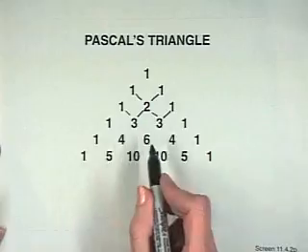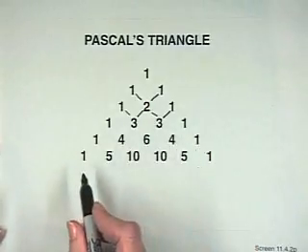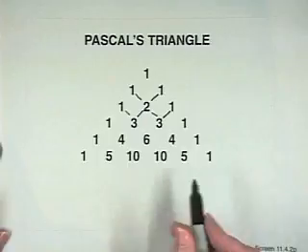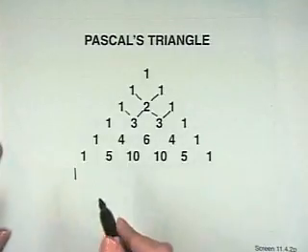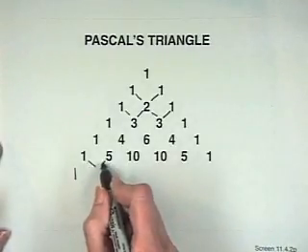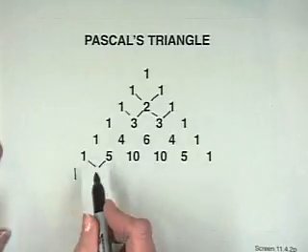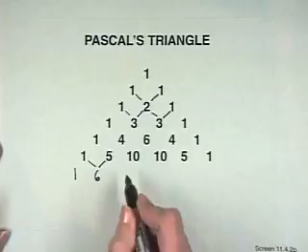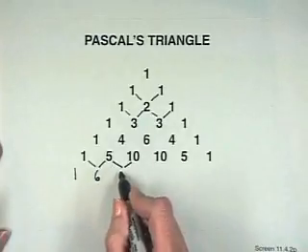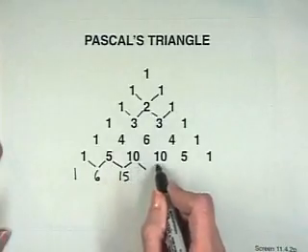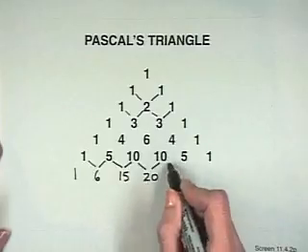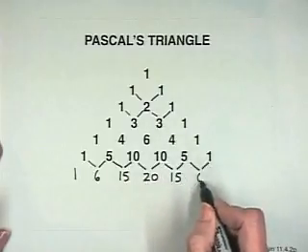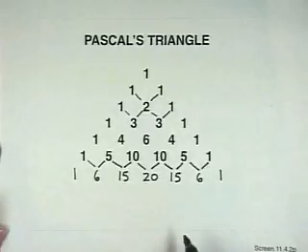That pattern continues. Let's look at what the next row of Pascal's triangle would look like. We know to begin with a 1. Our next entry we'll get by summing the two entries directly above it. 5 plus 1 gives us 6. Adding 5 plus 10 gives us 15. 10 plus 10 is 20. 10 plus 5 is 15. 5 plus 1 is 6. And we end with a 1.